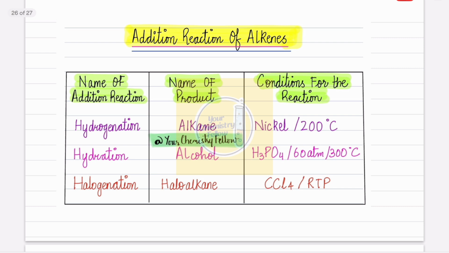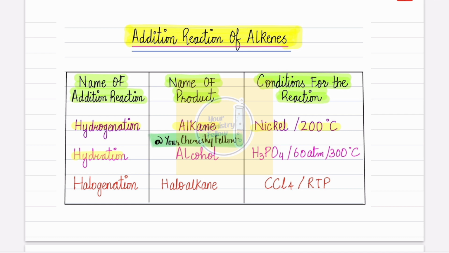Now we will summarize all the addition reactions of alkenes. First is the hydrogenation. Hydrogenation is the addition of hydrogen molecule to an alkene in the presence of nickel as a catalyst at 200 degrees Celsius, as a result of which alkanes are formed. And this reaction is used industrially for the preparation of margarine from vegetable oil.